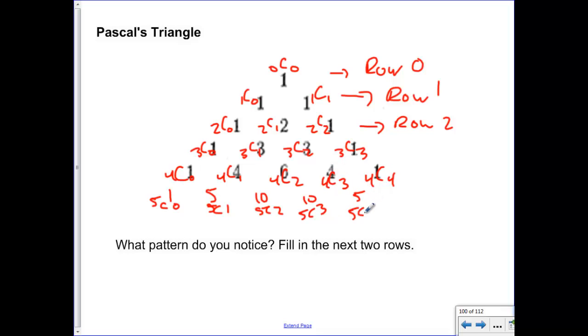And then this 4 and this 1 should be 5, which is what 5 choose 4 should be. And then over here, this should be 5 choose 5, which hopefully makes sense. If you have 5 people and you take all 5 of them, and you don't care what order they're in, there's only one way of doing it.